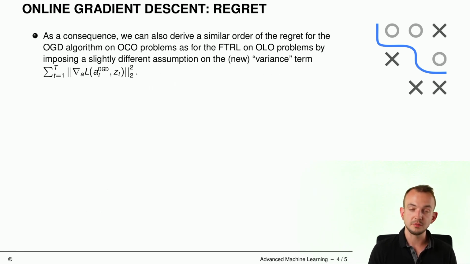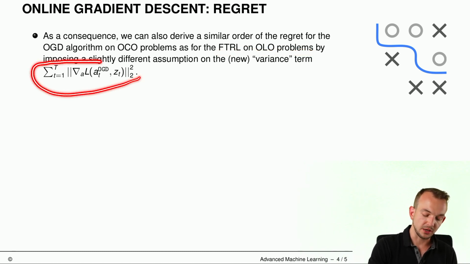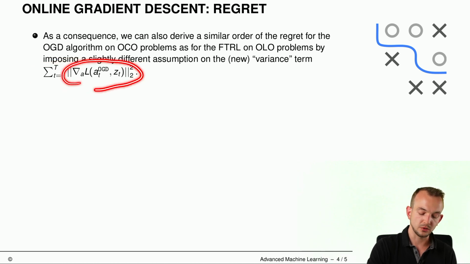And if we make some assumptions quite similar to the ones we had for the follow the regularized leader on some online linear optimization problem, where we now have to take into account that we have a new variance term with these squared lengths of the gradients.